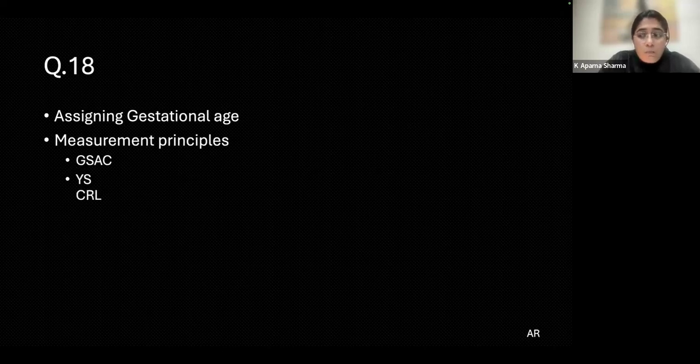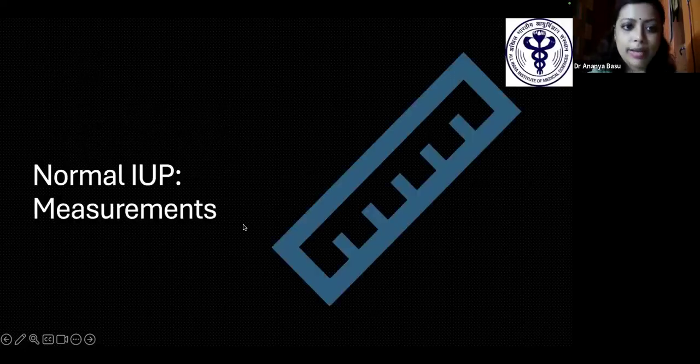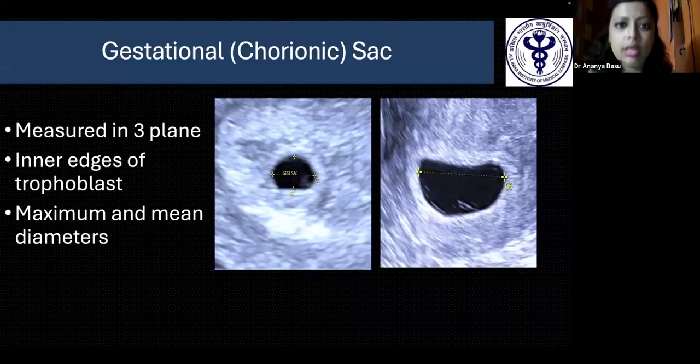Now, some basic things. Dr. Ananya, can you talk about this, because the measurement principles become very important. How do you go about measuring the gestational sac, yolk sac, and the CRL? Some basic principles about measurement. So when we are measuring the gestational sac, we are taking 3 orthogonal planes, and then we get a mean value for that, the mean sac diameter. But we are not assigning the EDD or the gestational age based on that. This is about non-IVF pregnancies. For IVF pregnancies, definitely it is by the date of conception.